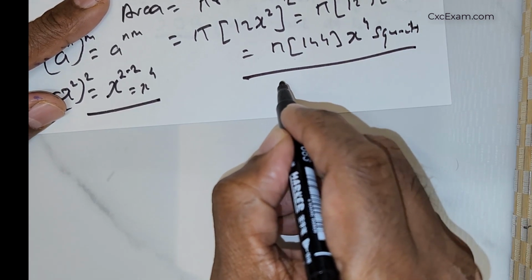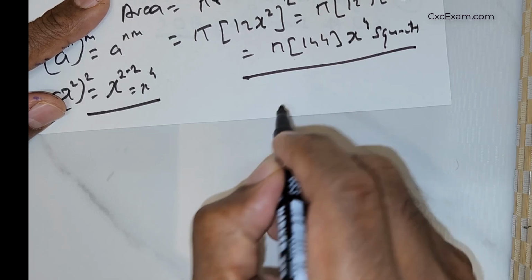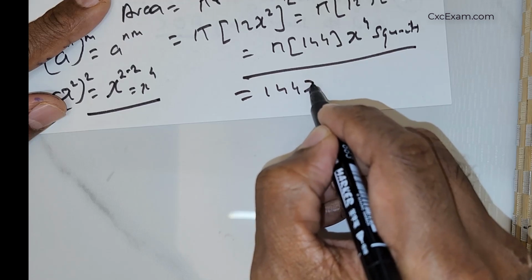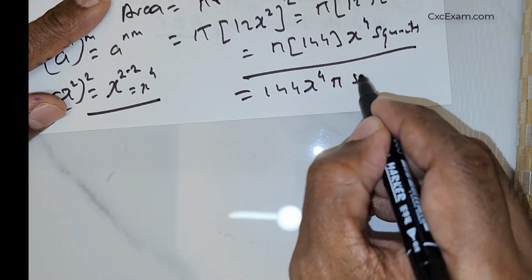So that is the solution for this question, and if you want you can rewrite it like this: 144 x to the power of 4 pi square units.